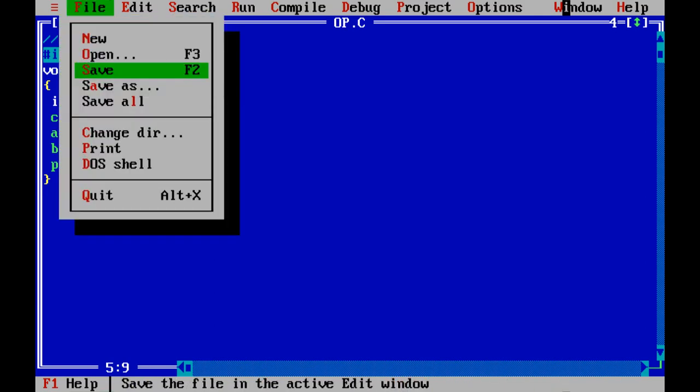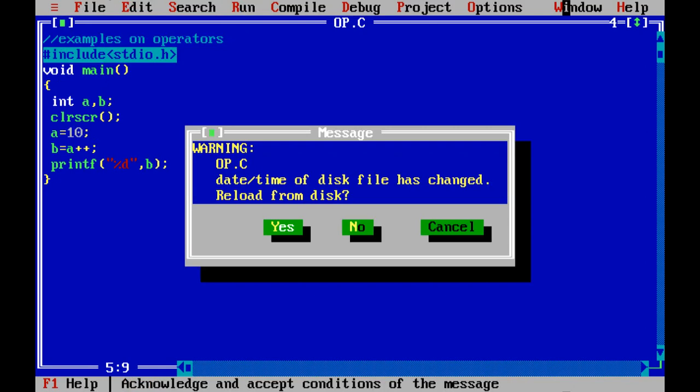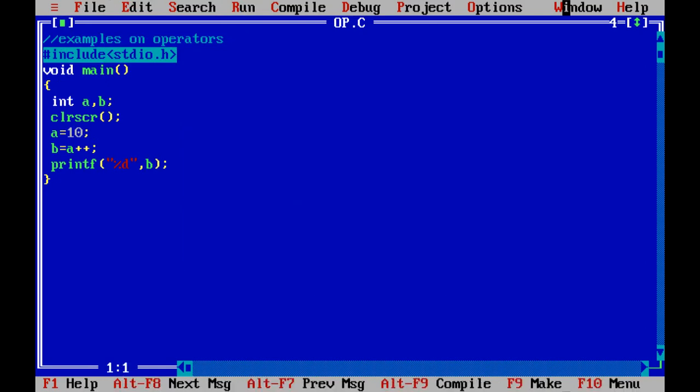And go there, run the program, see the output. The value, the output, is 10.